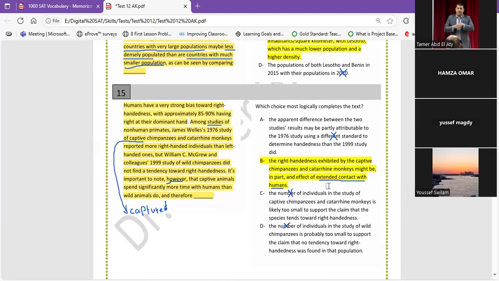We're still in domain one. We're still in domain one. Inference.